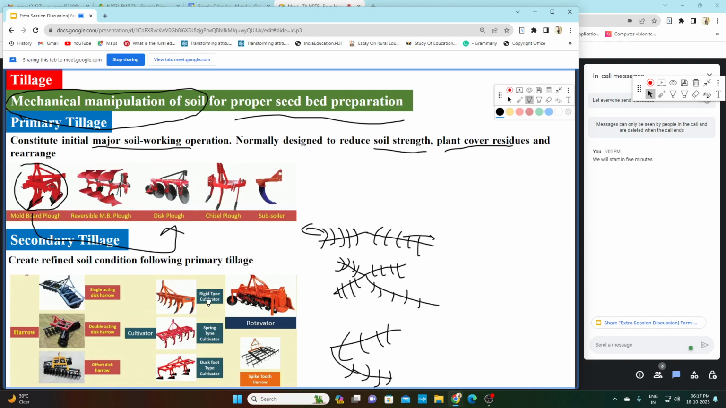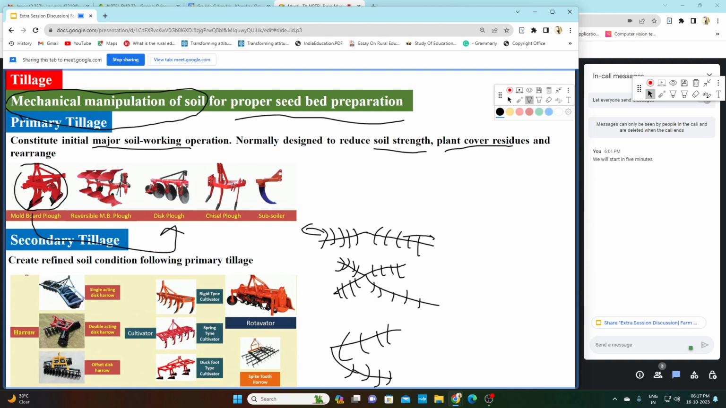Cultivator also we can have in different types. Generally we use a rigid tine cultivator, but in stony condition we go for a spring tine cultivator. Due to stone, these tines will absorb the shock. That is why we provide springs on the tines, so that the shock can be absorbed.